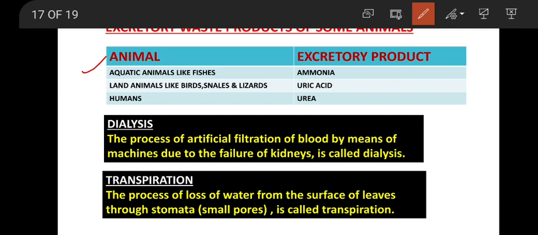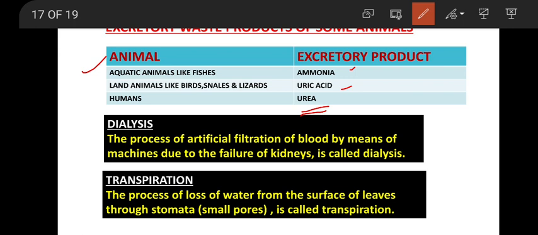Yes, some of the other animals which remove the waste, we can see here. Aquatic animals like fish remove the waste in the form of ammonia. Land animals like birds, snails, lizards, etc., the waste product is called uric acid. Human beings take out urea. Urea dissolved with water forms urine. In human beings, the major waste product is urea. That urea will mix with water, and that water mixed with urea we call urine. And aquatic animals like fish release ammonia into the water in the form of gas.